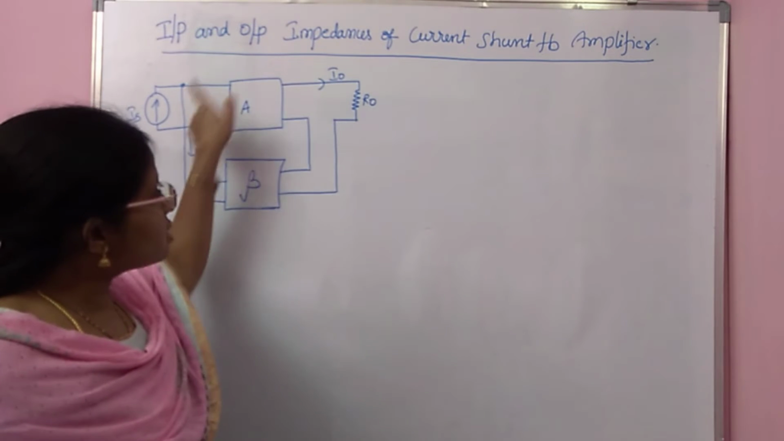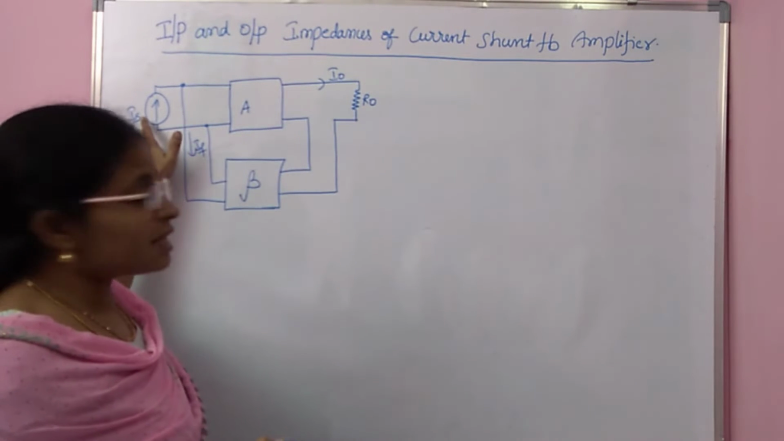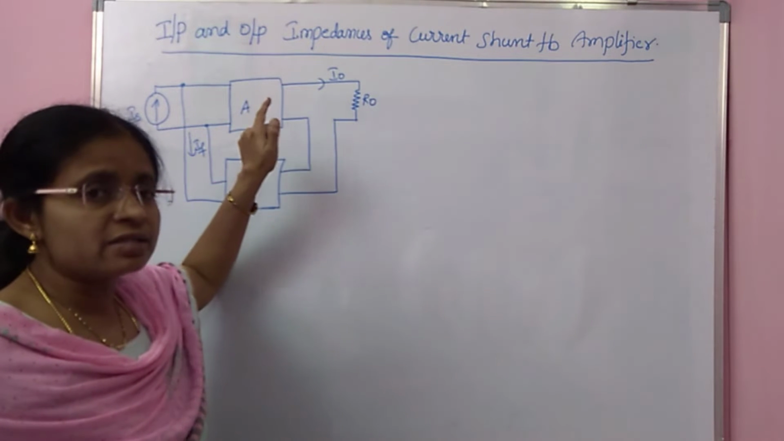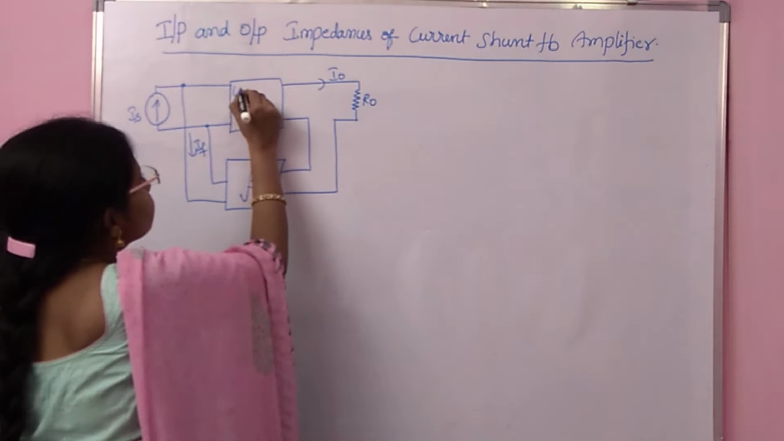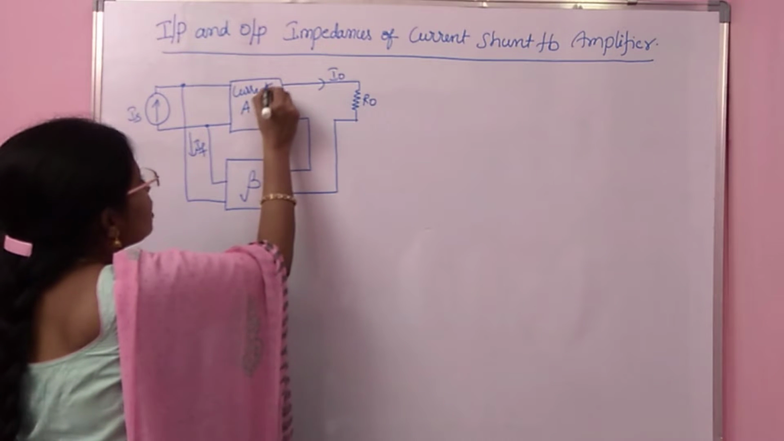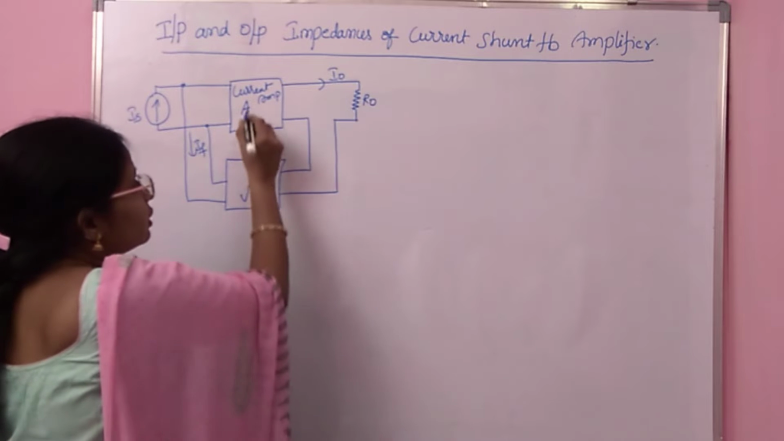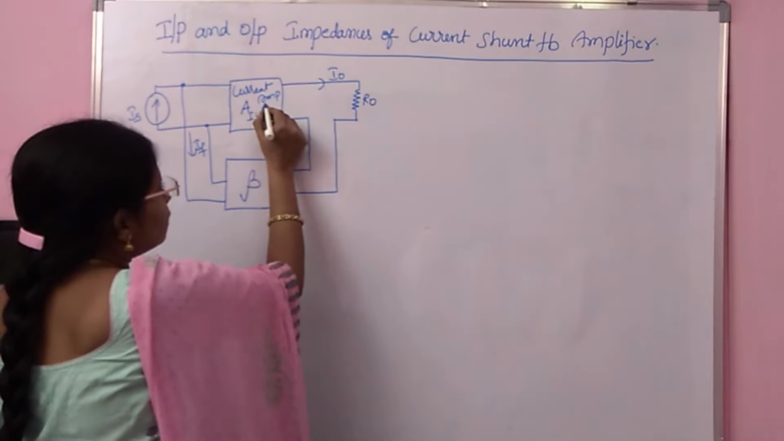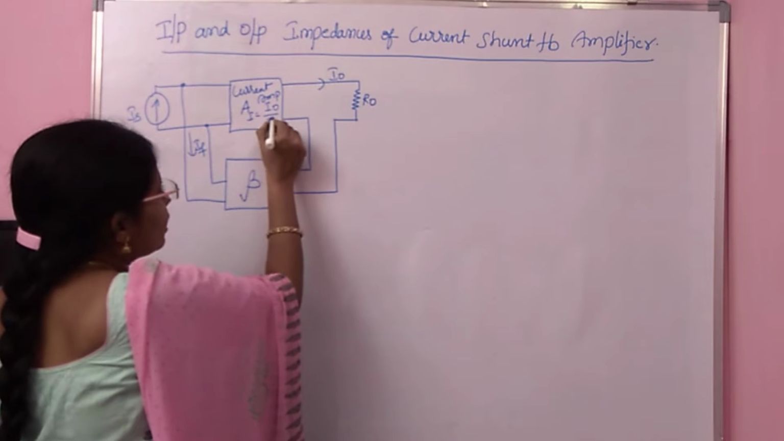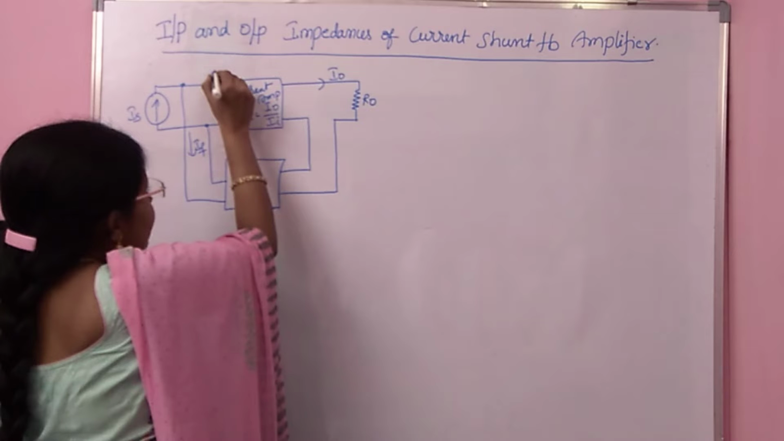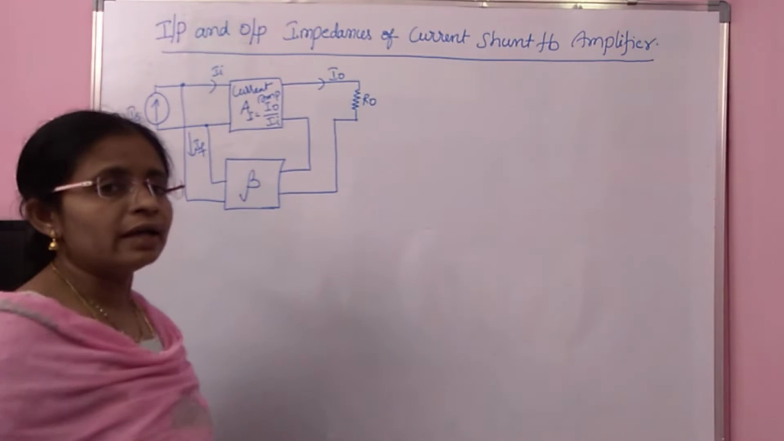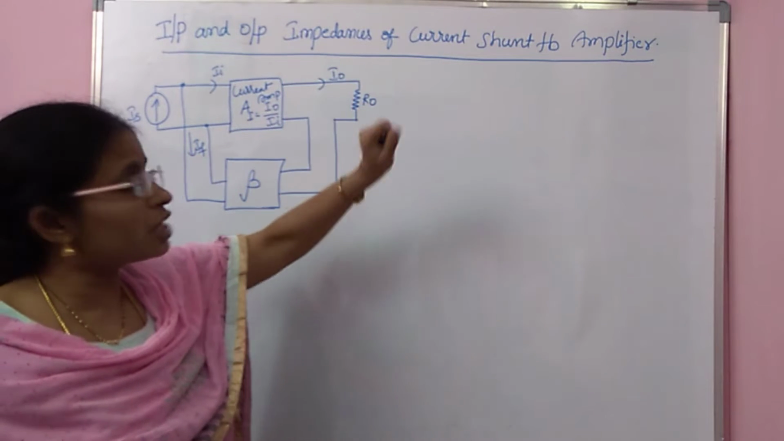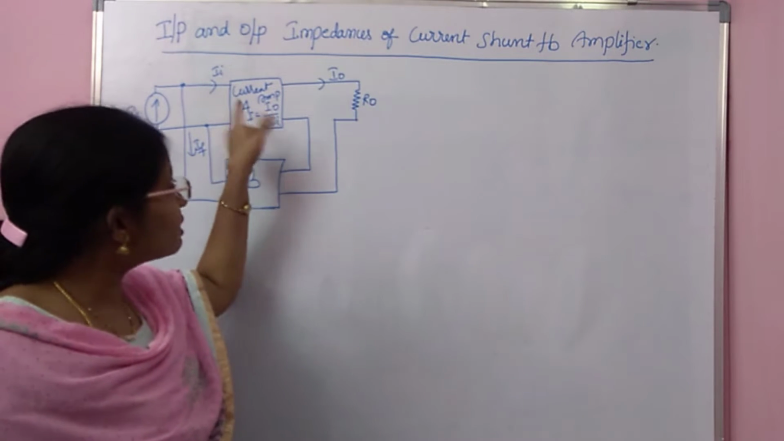If you observe this block diagram, the input is current and the output is also current. That is the reason this amplifier is a current amplifier. Now the gain A is called AI, and the formula is I0 by II. Where is II? Exactly, the current to the amplifier is called II. So the basic amplifier circuit in the current shunt feedback amplifier is a current amplifier.